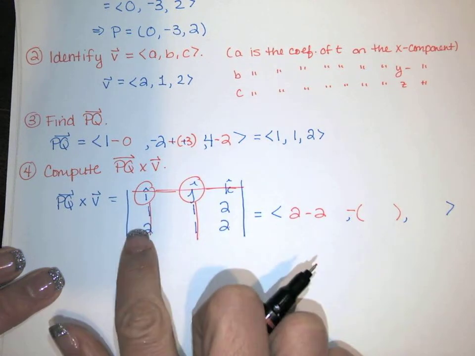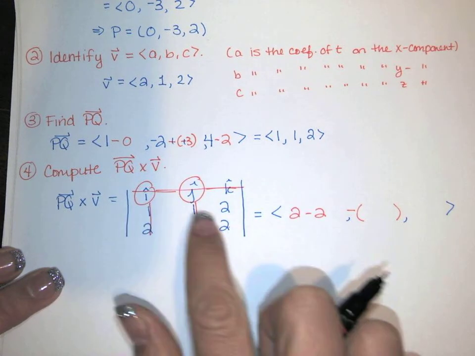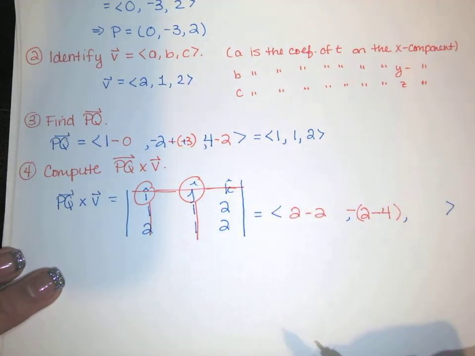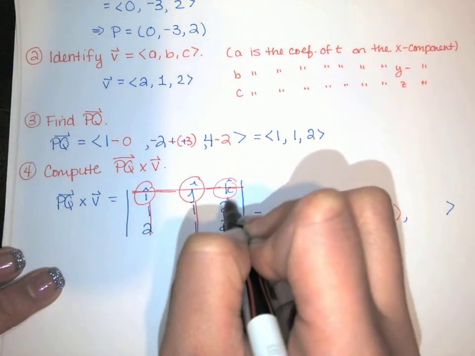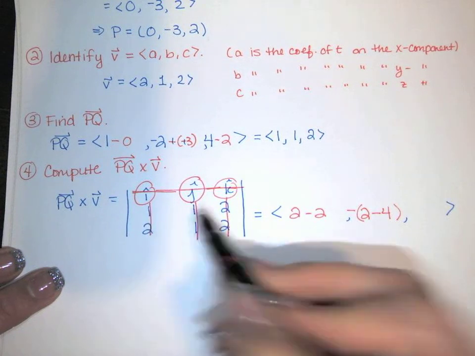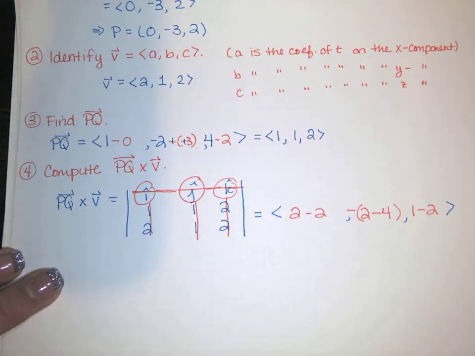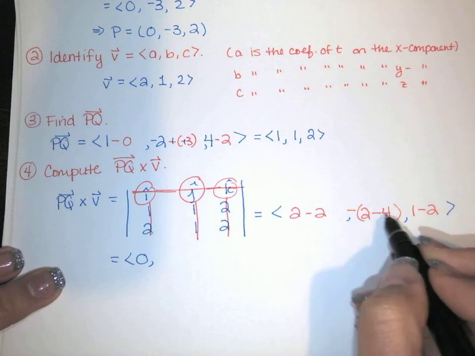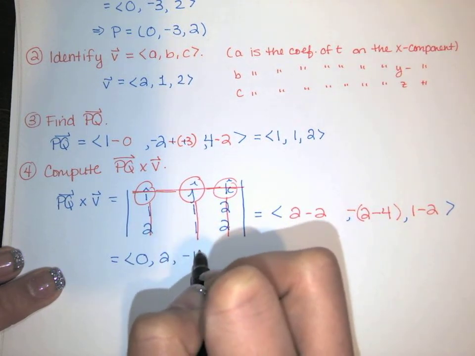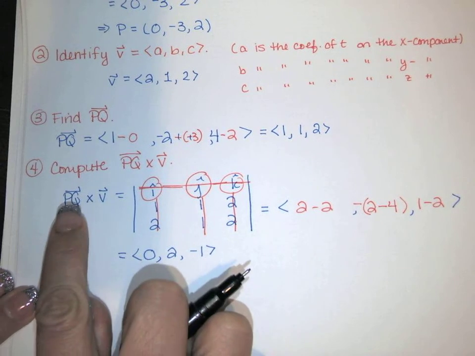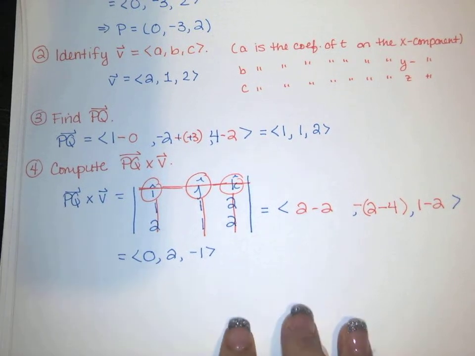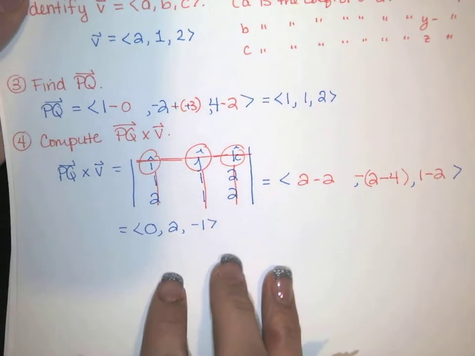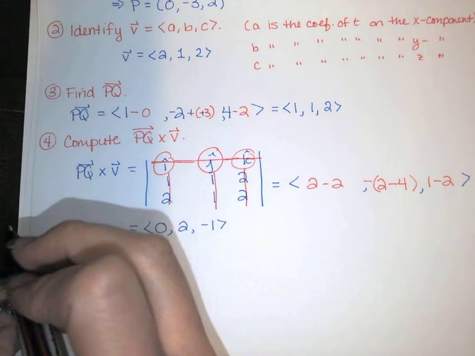You have 1, 2, and 2, 2. So you're going to do 1 times 2 is 2, minus 2 times 2, which is 4. And then we cross out the row and column containing k hat. You have 1 minus 2. There. So we have 0. That's a negative, negative 2, which is 2, and a negative 1. So that is PQ cross V. I need the length of that, and I need to divide it by the length of V. So we're going to compute the length of this vector.